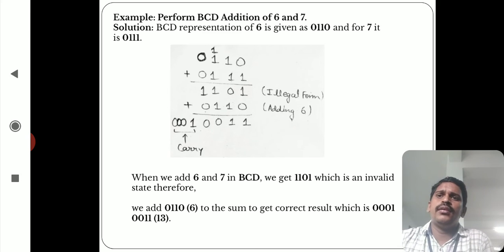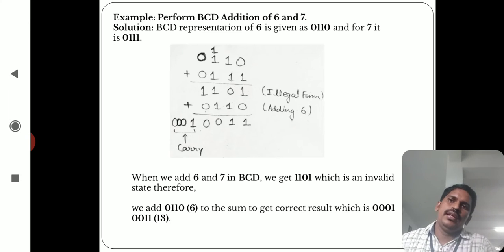For example, perform BCD addition of 6 and 7. Let us start the example solution. We have to add only two BCD numbers, 6 and 7. The BCD representation of 6 is 0110 and for 7 is 0111. We write the 6 value in binary and the 7 value in binary, then we add them.